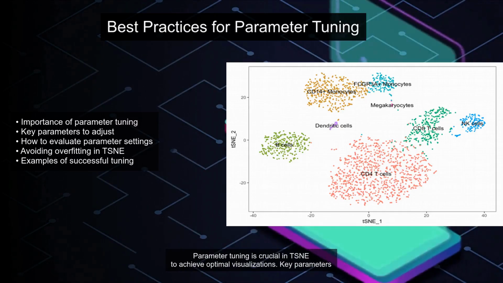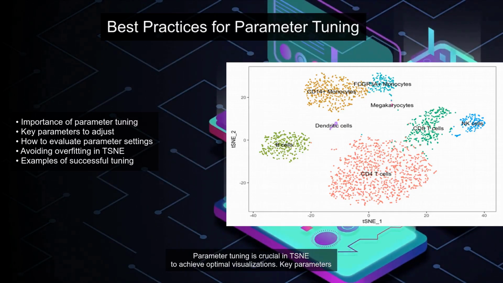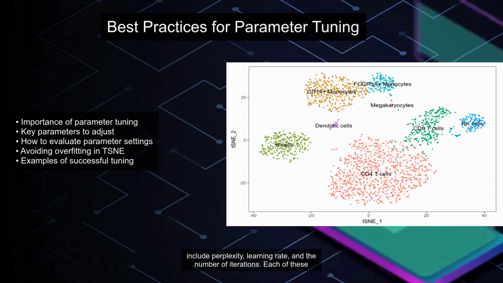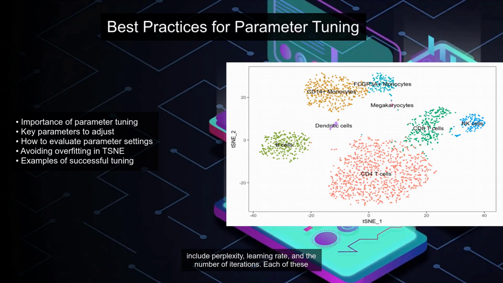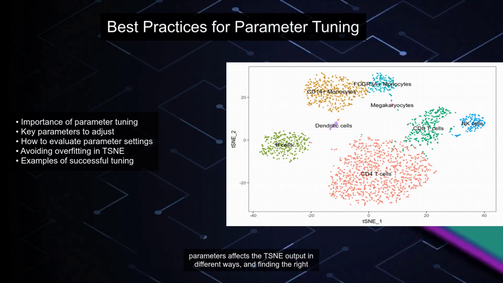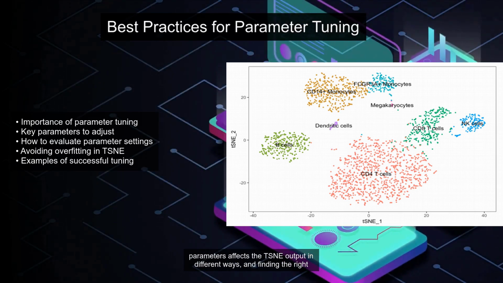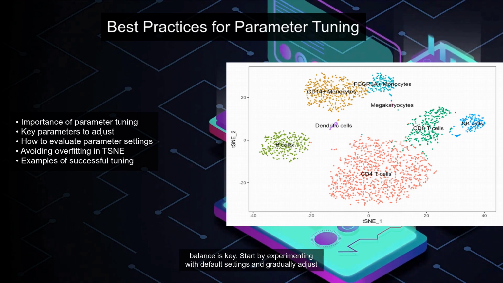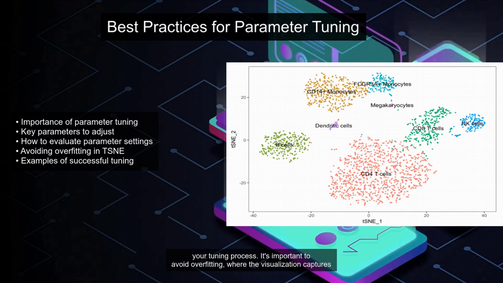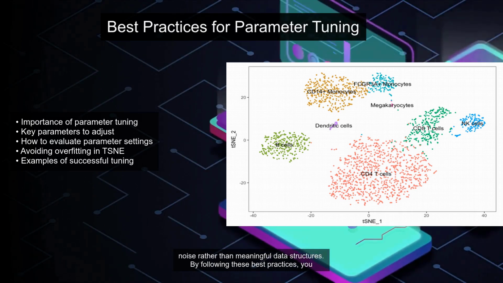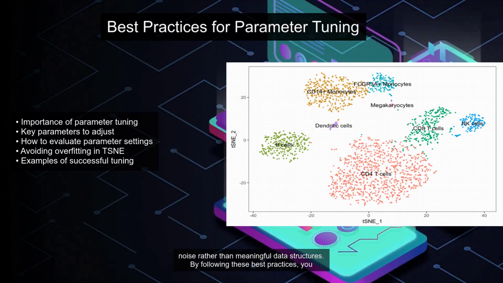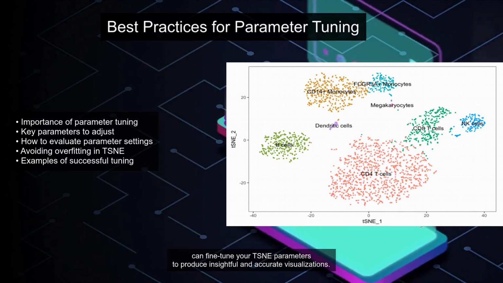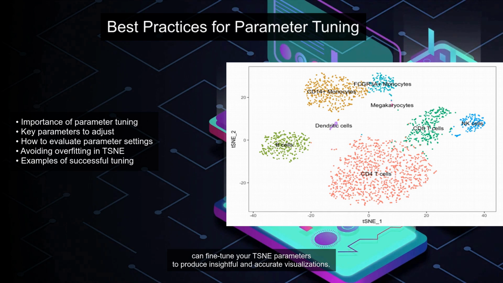data. Parameter tuning is crucial in TSNE to achieve optimal visualizations. Key parameters include perplexity, learning rate, and the number of iterations. Each of these parameters affects the TSNE output in different ways, and finding the right balance is key. Start by experimenting with default settings and gradually adjust based on the results. Use visual cues from your plots to guide your tuning process. It's important to avoid overfitting, where the visualization captures noise rather than meaningful data structures. By following these best practices, you can fine-tune your TSNE parameters to produce insightful and accurate visualizations.